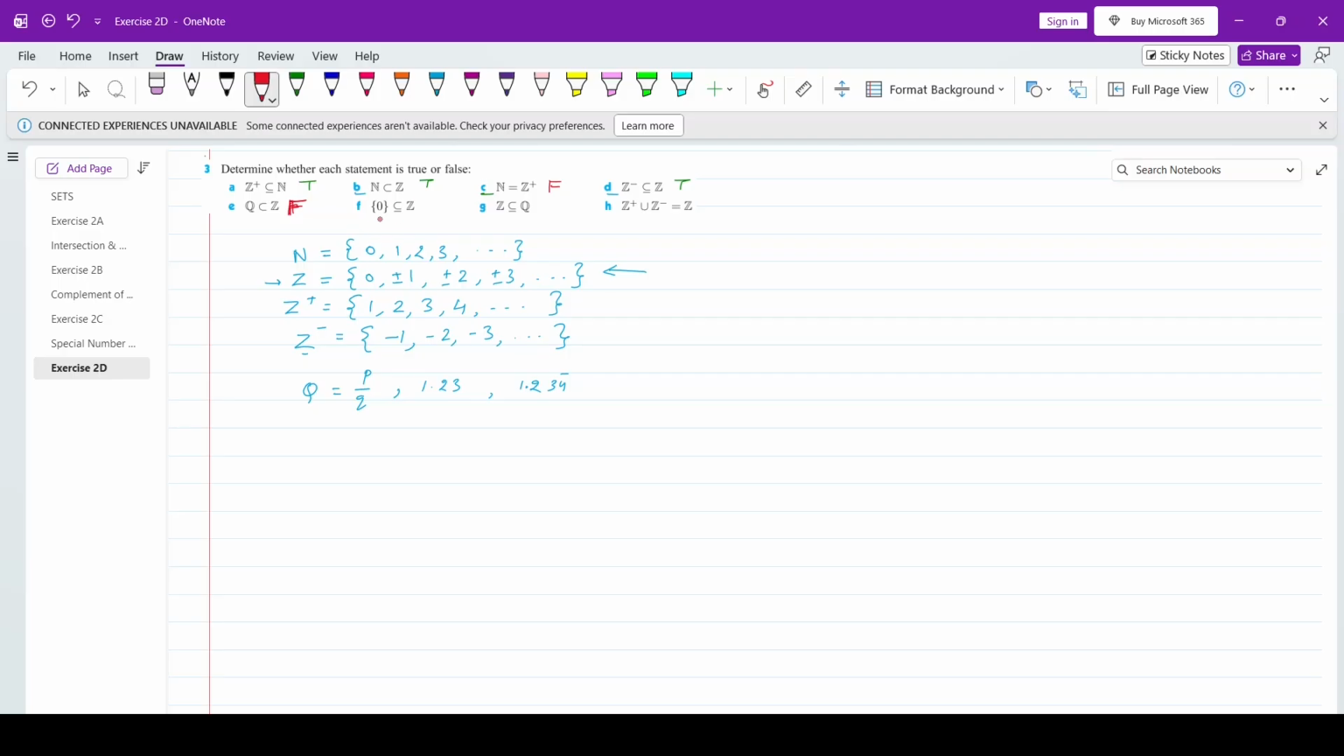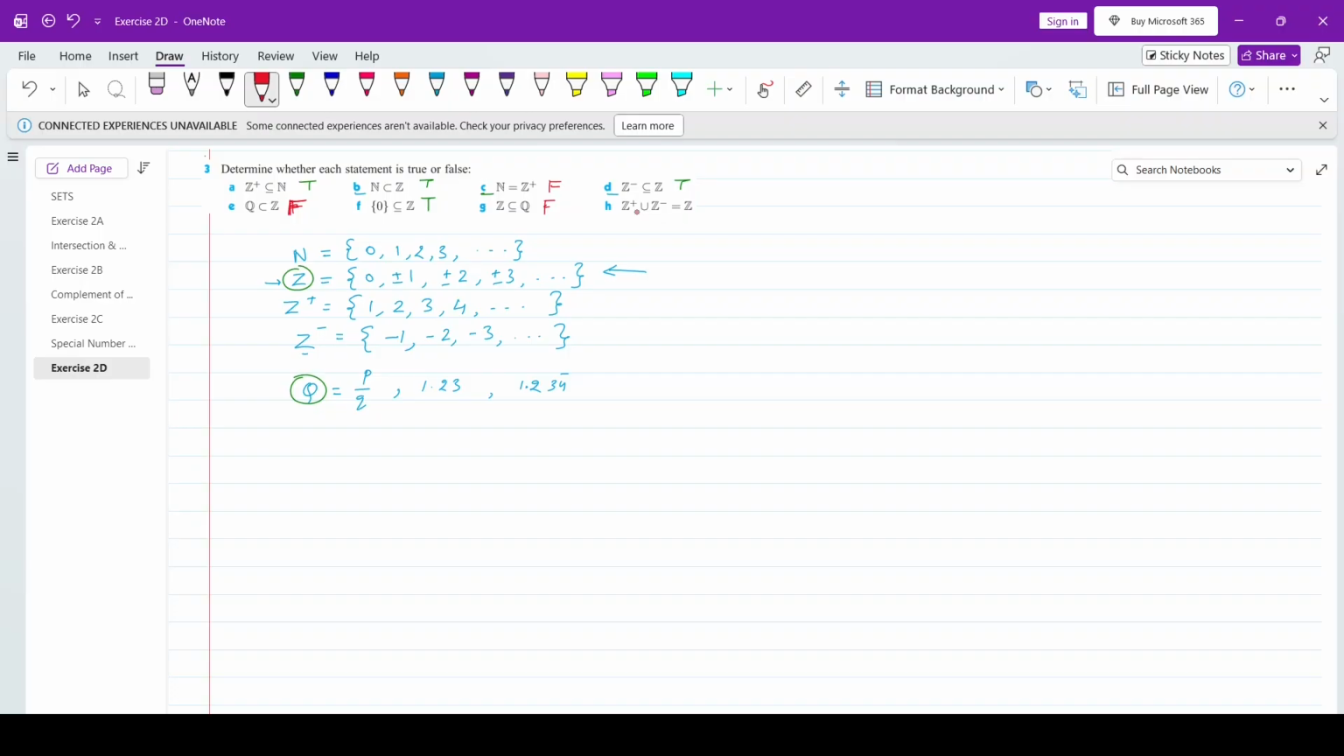Part F says 0 is a subset of Z. Now Z contains zero, so this statement is true. Z is a subset of Q. Z here is a subset of Q. No, this is not true, so this statement is false.